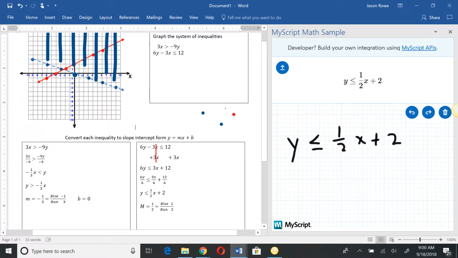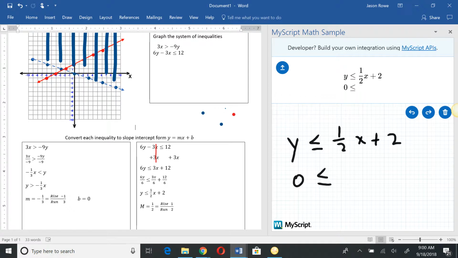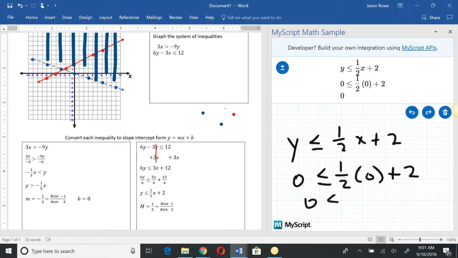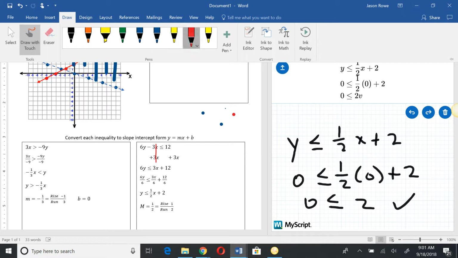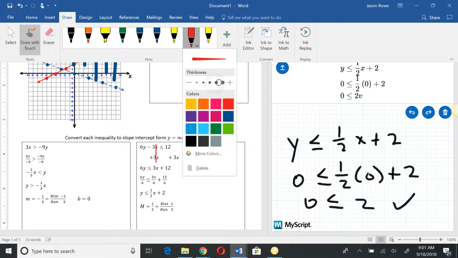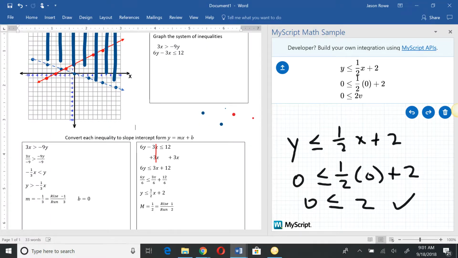So if I substitute 0, 0 and get a true statement, then that's going to be the side of the line I need to shade. So is 0 less than or equal to 1/2 of 0 plus 2? Well, 0 is less than or equal to 2. So that is a true statement. So this again is a true statement. So I'm going to shade the bottom portion of this line. So I'm going to shade this area down here.